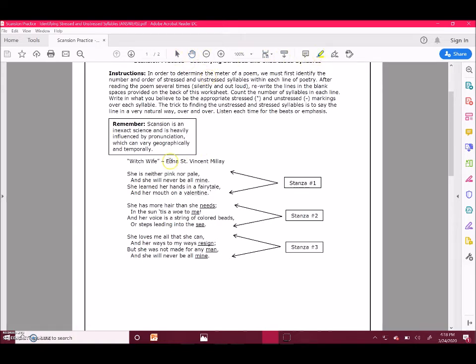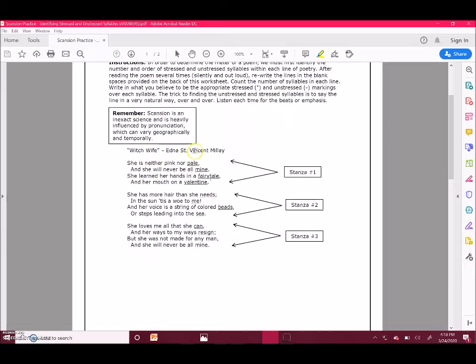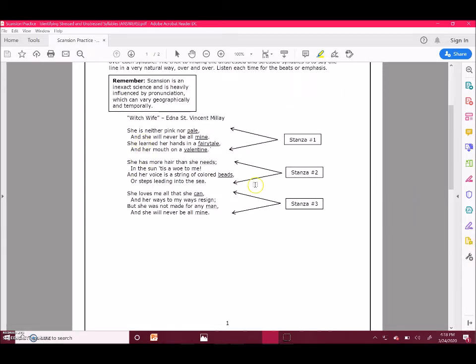I'm going to grab this highlighter tool. So this poem, I'm just going to read the first stanza. She is neither pink nor pale, and she will never be all mine. She learned her hands in a fairy tale, and her mouth on a valentine.